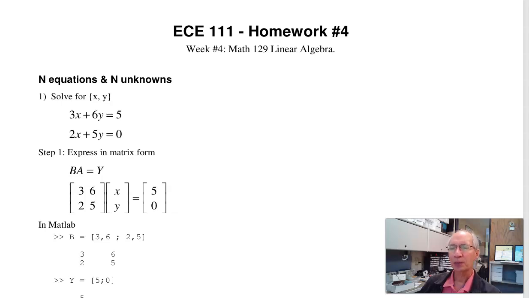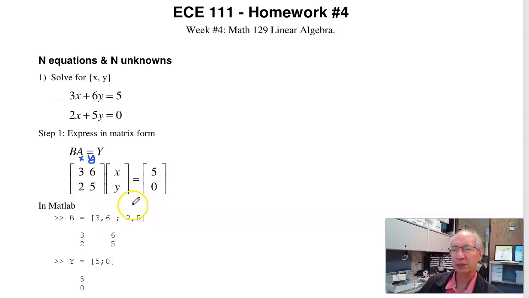Now the first three problems deal with n equations and unknowns. If I have two equations, two unknowns, one way to solve is to use matrices. I'll rewrite these two equations as a matrix. If I take my unknowns x and y and write them in this form, then the first column is times x, second column times y. This equation, 3x plus 6y is 5, becomes 3 times x plus 6 times y is 5.